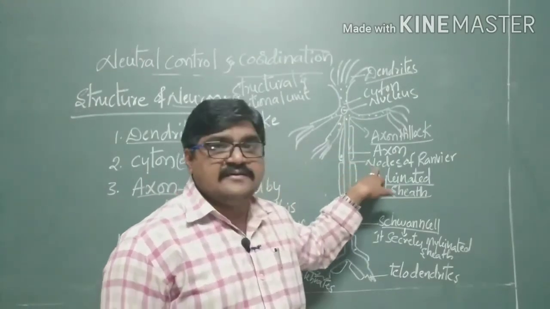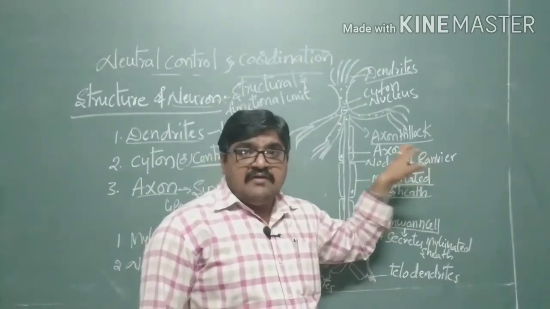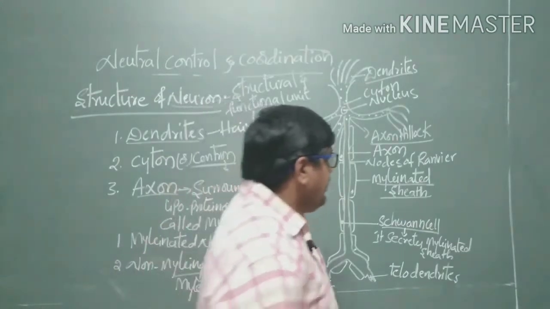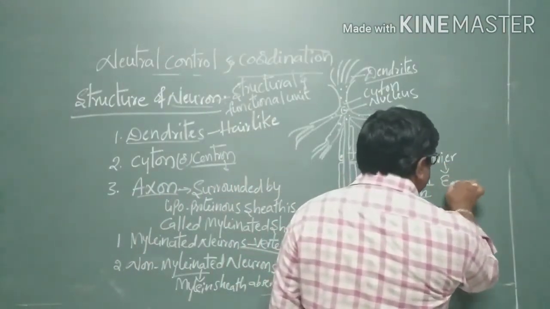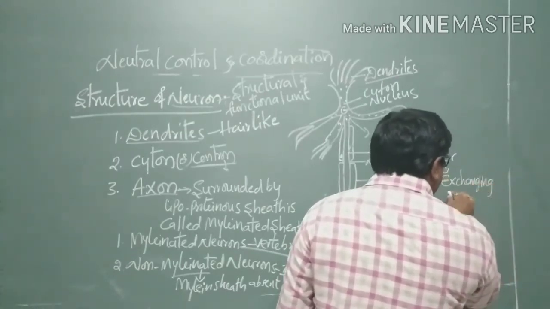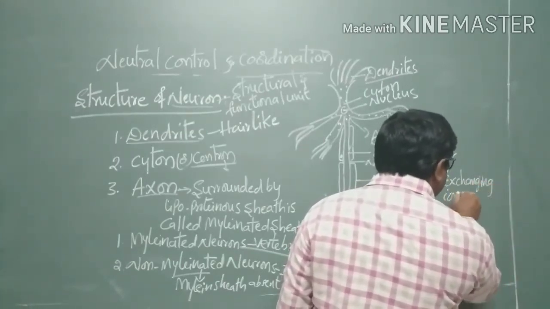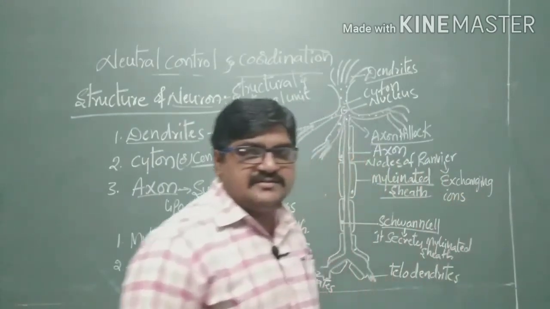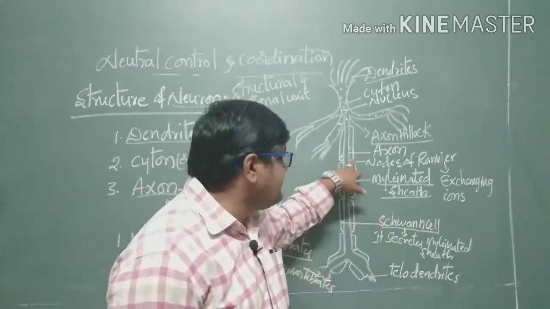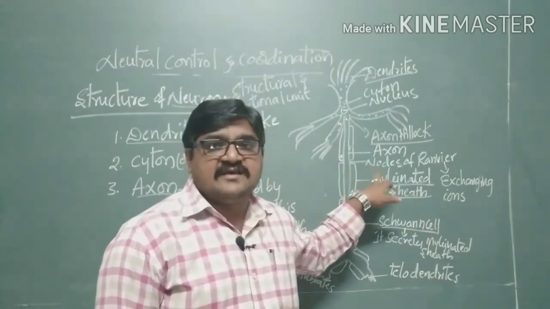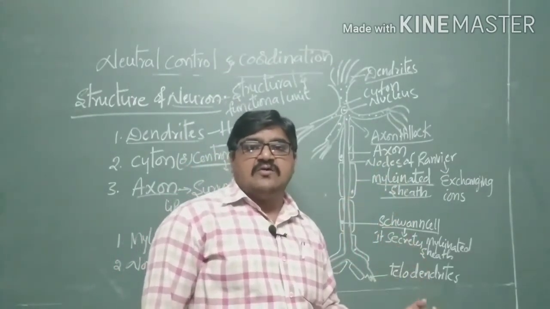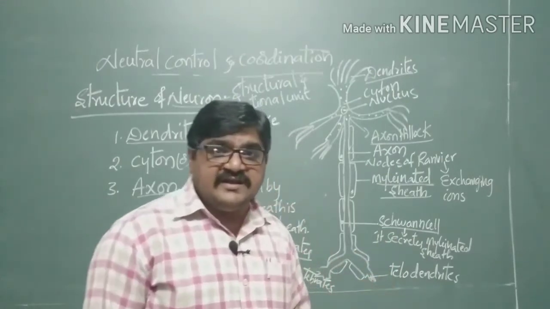Those gaps are called the nodes of Ranvier. The nodes of Ranvier are mainly meant for the exchange of ions, that is influx and outflux. Sodium and potassium ions are exchanged through these gaps, going outside as well as coming inside.